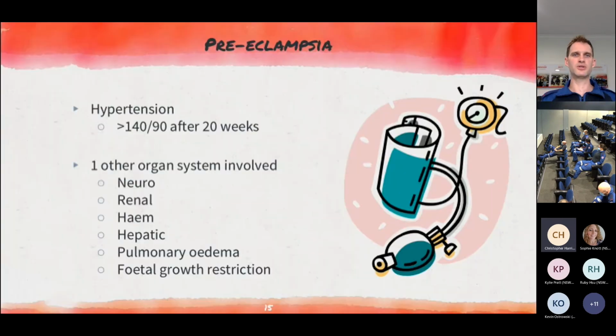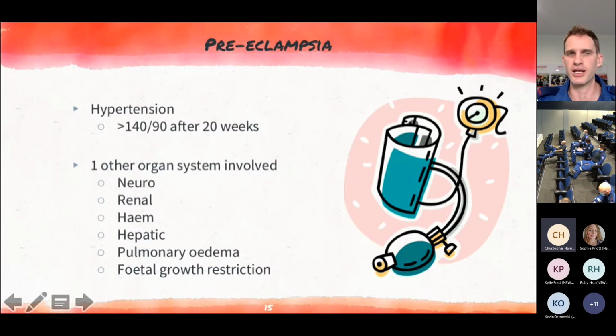All right, so moving on to pre-eclampsia. Pre-eclampsia is on that spectrum of hypertension in pregnancy where you've got hypertension without consequences all the way through to severe and fatal consequences. It is defined as hypertension, either systolic greater than 140 or diastolic greater than 90, that begins after 20 weeks gestation and involves another organ system.